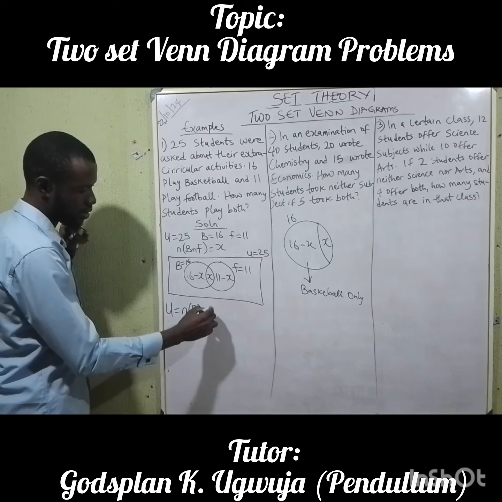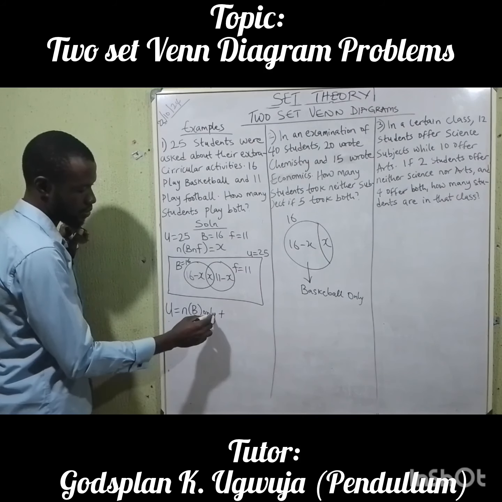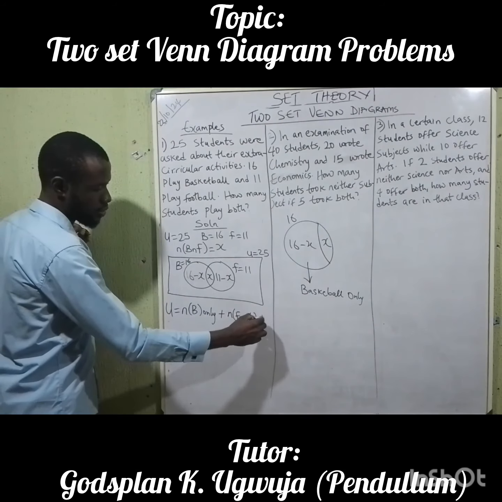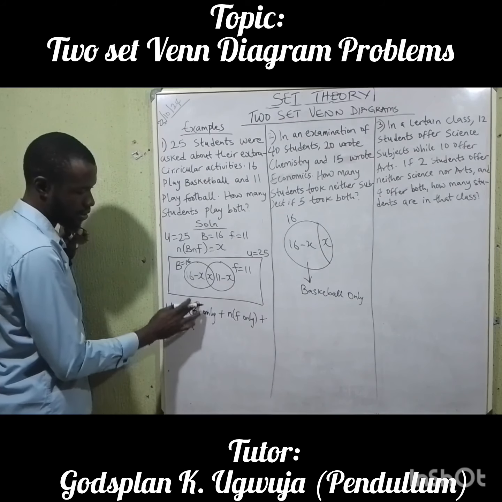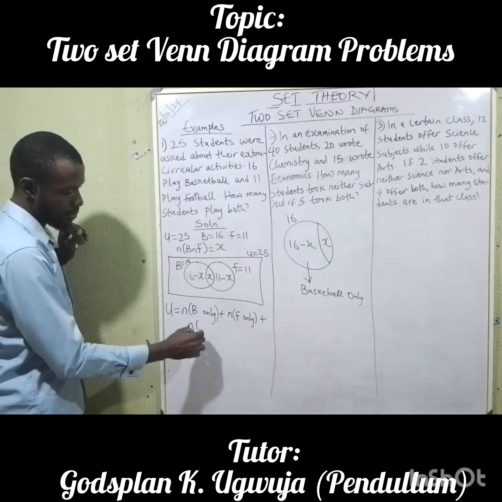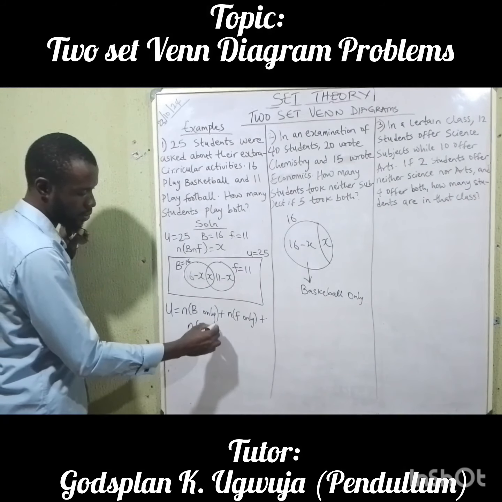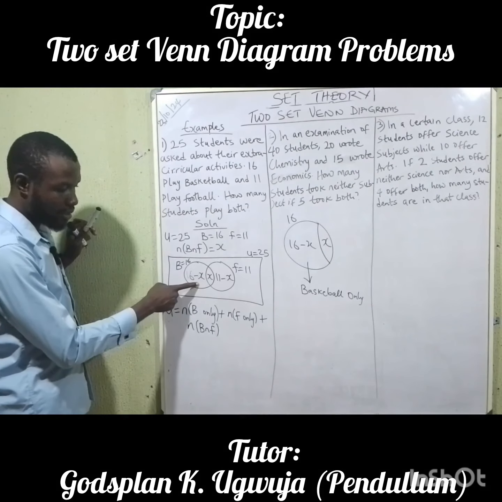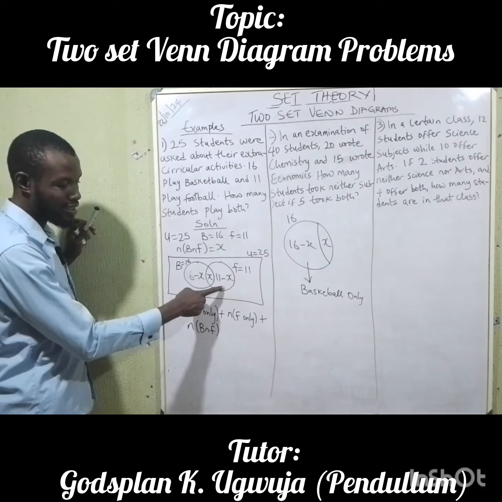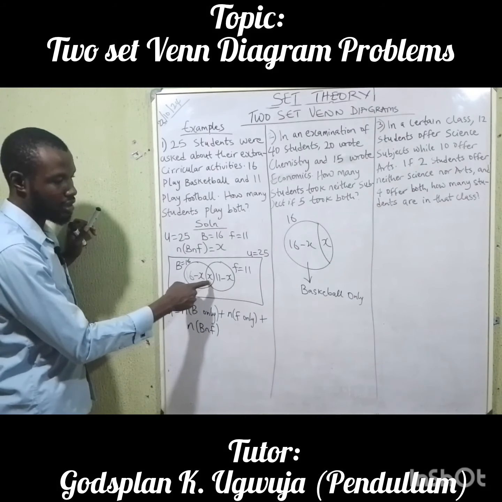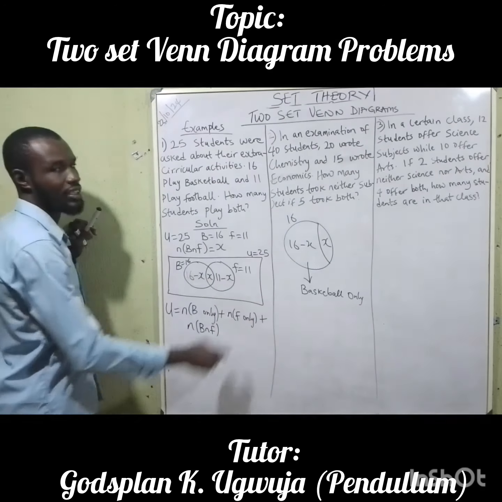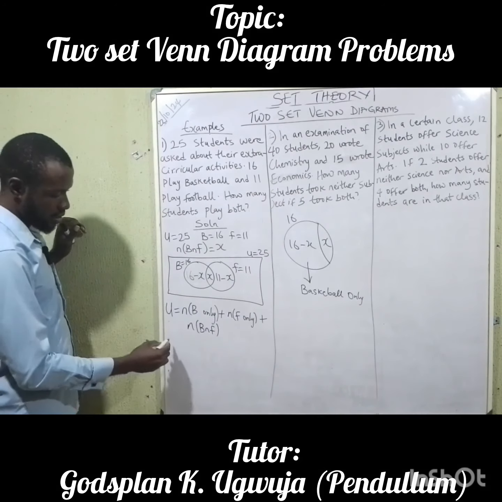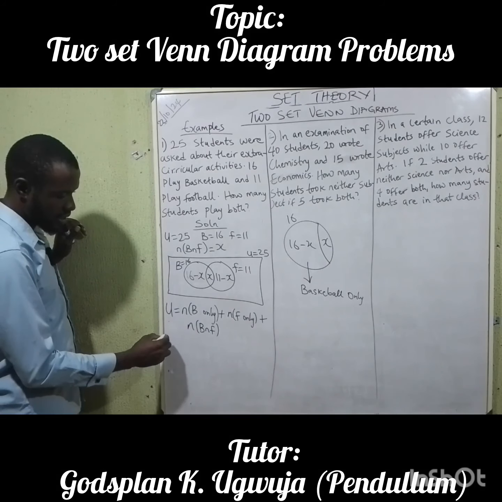Okay, let me write basketball only plus number of items in football only plus number of items in basketball intersection football. Alright, so what I said, if you add this basketball only plus football only plus their intersection will give you your universal set. Alright, now for this case, let's go on. Our universal set is 25.